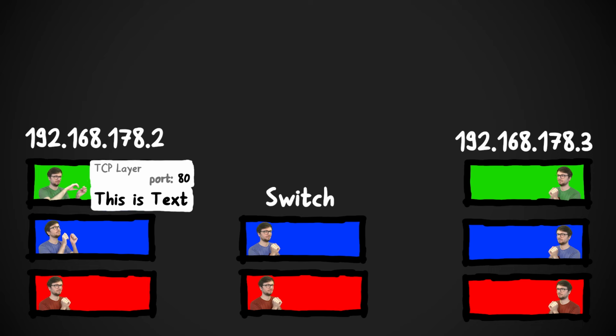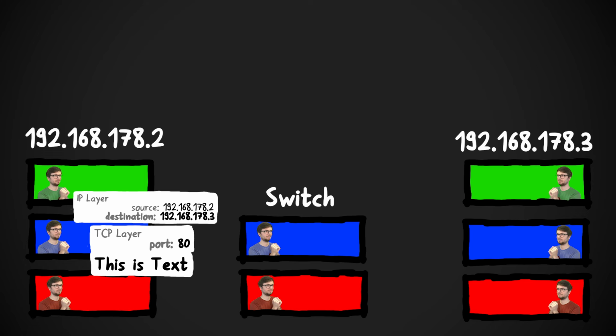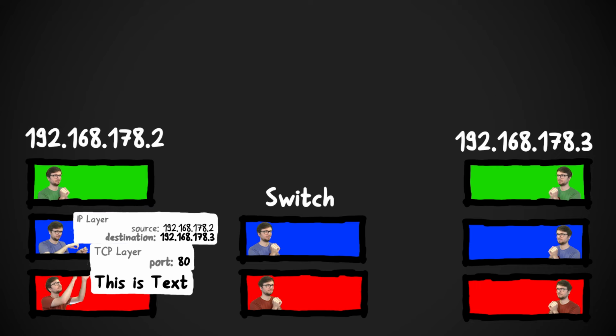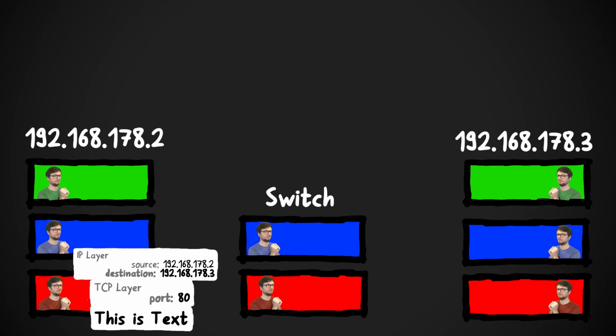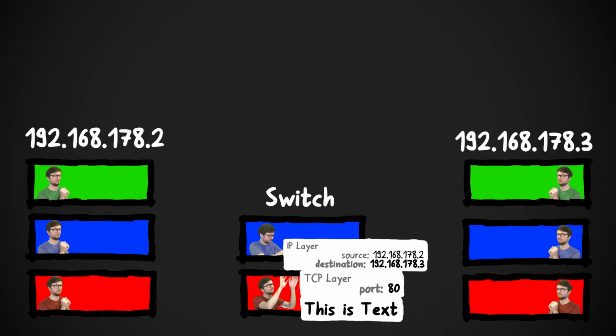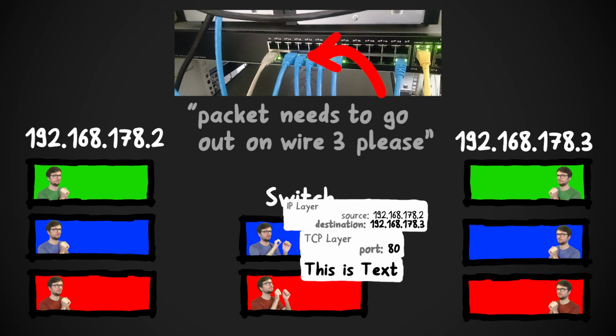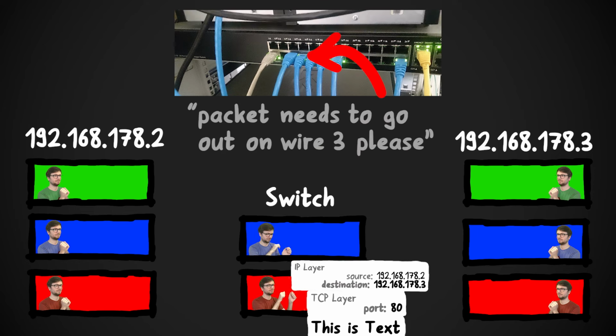Then we hand this whole package over to the IP layer. And then the IP layer now creates an IP header with the target and source IP and attaches the previous packet to it. This whole package is now given to the physical layer. It gets electrically transmitted to the switch. The physical layer there reassembles the bytes, hands it over to the IP layer. This layer knows the computer with this IP and instructs the physical layer to send it over that wire.